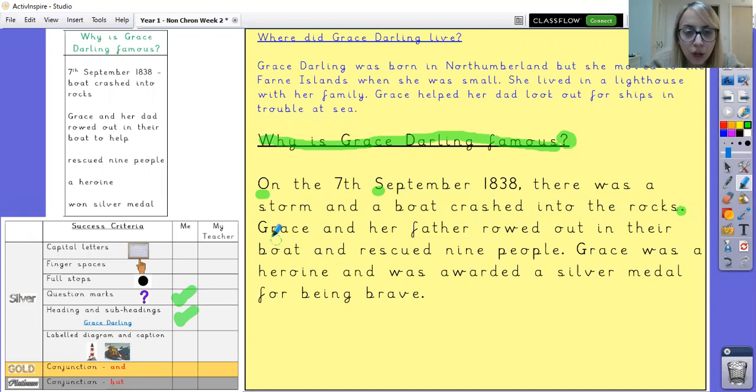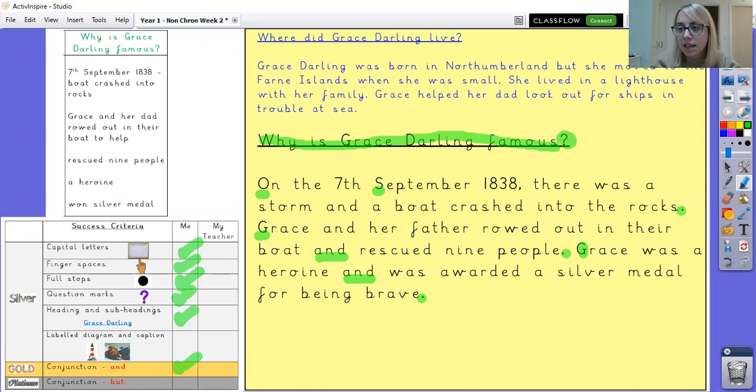Full stop. Grace, capital letter because it's at the beginning of a sentence and it's a name. Grace and her father rowed out in their boat and rescued 9 people. Fantastic, full stop. Grace, again, I've used a capital letter, was a heroine and was awarded a silver medal for being brave. Fantastic. And I used my 'and' to join those two sentences together again. Brilliant. So I can put that I've done capital letters. I've used my finger spaces, used full stops. I've used 'and' today. Brilliant.